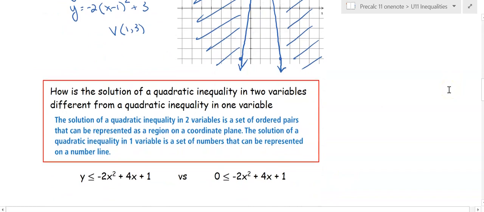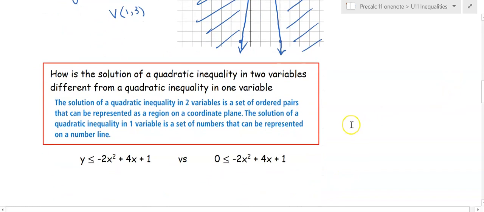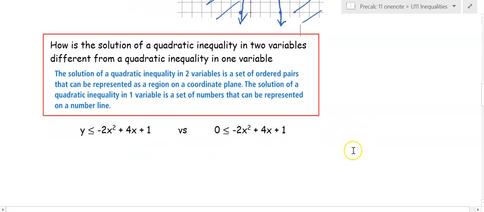So basically, how is the solution of a quadratic inequality in two variables different from a quadratic inequality in one variable? The solution of a quadratic inequality in two variables is a set of ordered pairs, right? So it's all my x, y pairs that can be represented as a region. So that's why we have to graph it on a coordinate plane.